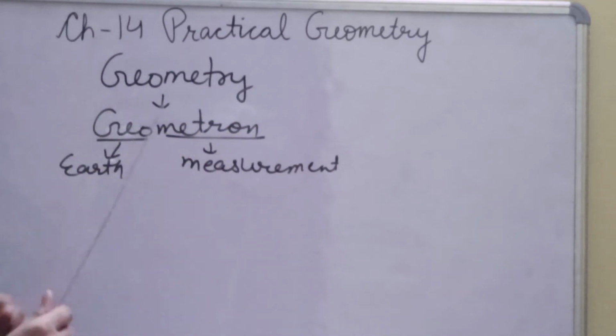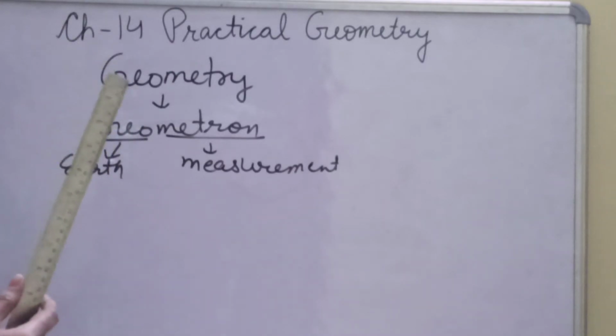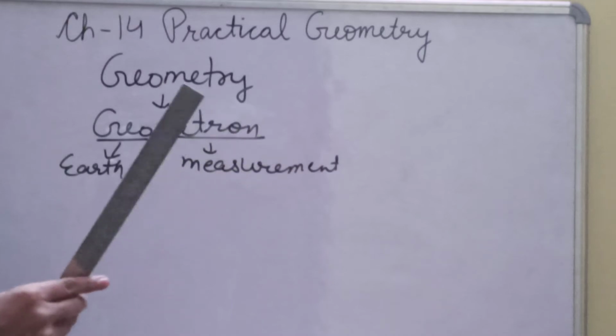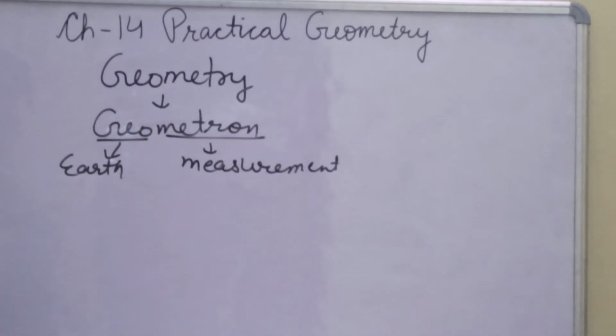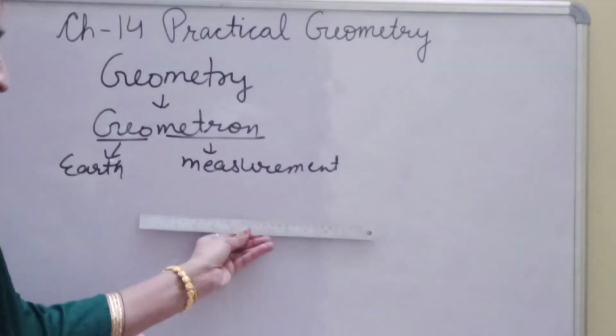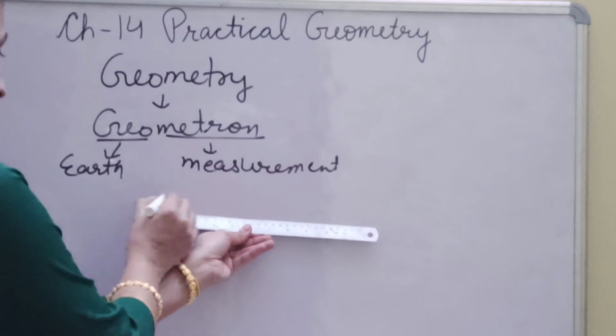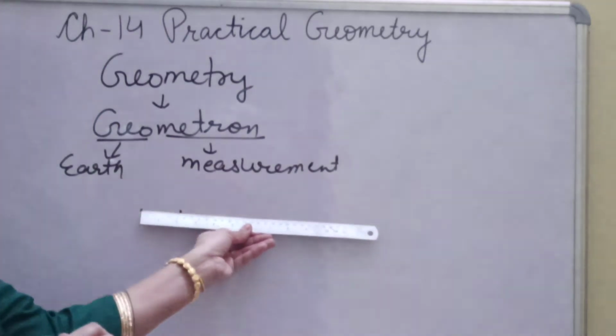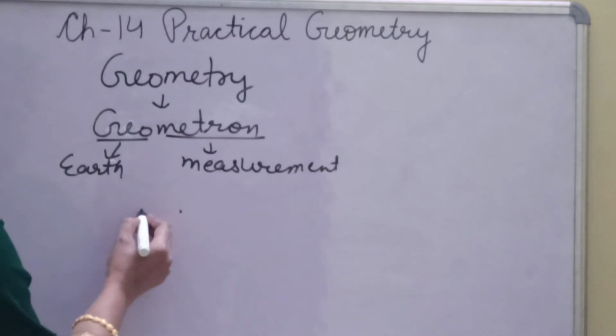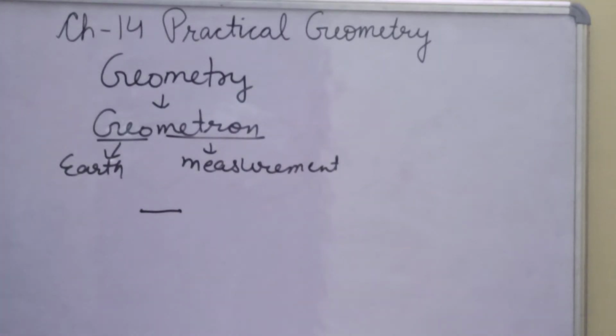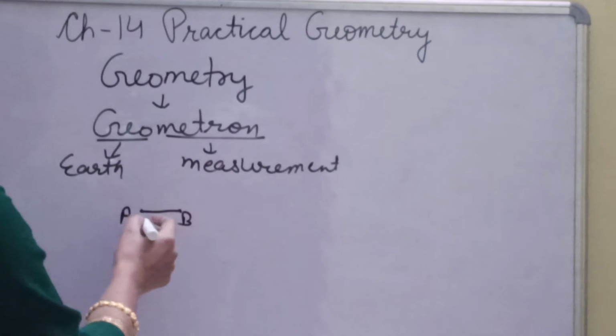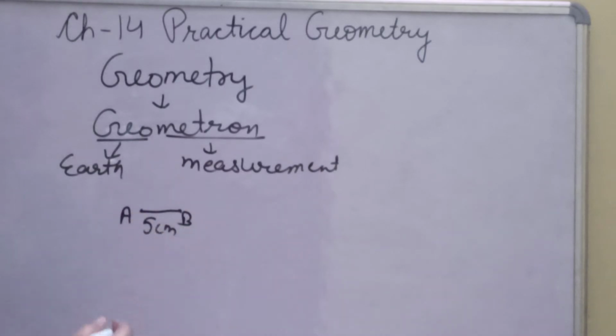So why are we using this scale or ruler, the exact name? We use this to draw line segments. If I say draw a line segment of 5 centimeter, we will keep our scale and measure from 0 to 5 numbers given on it. We will mark 2 points and then draw a line. We will give it a name AB and write 5 centimeter or 3 centimeter accordingly.